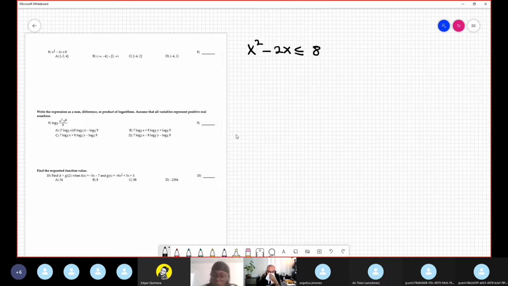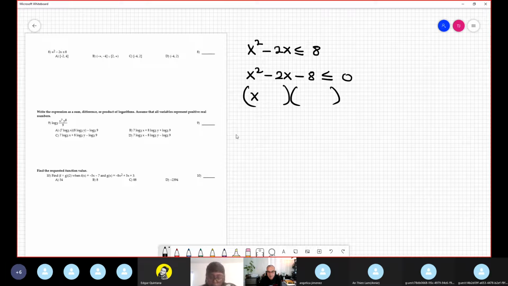For solving this, you need to create the right-hand side 0, must be 0. And now factorization. This. It's obvious that it's 4 and 2, no? 4 and 2, 4 times 2 is 8. 4 minus 2 is 2. This is negative and this is positive.